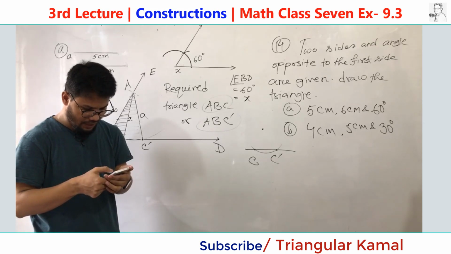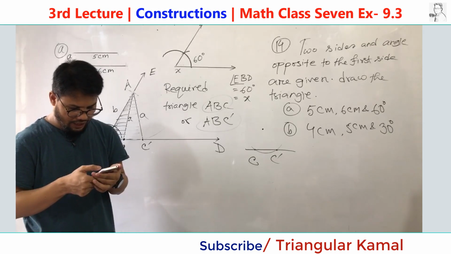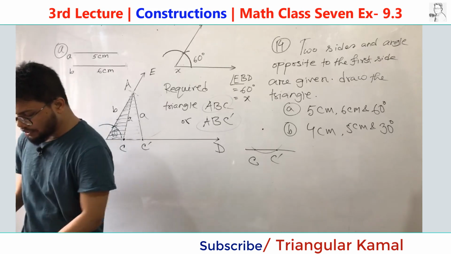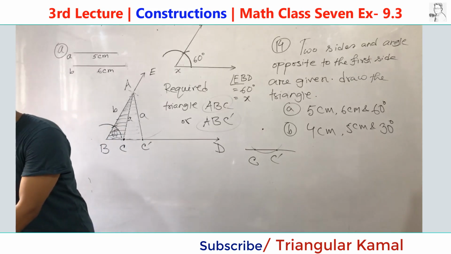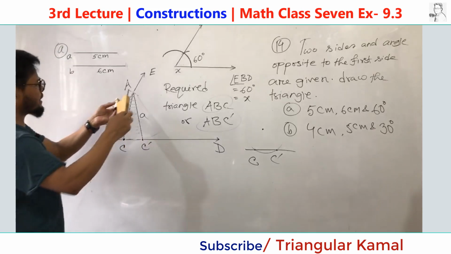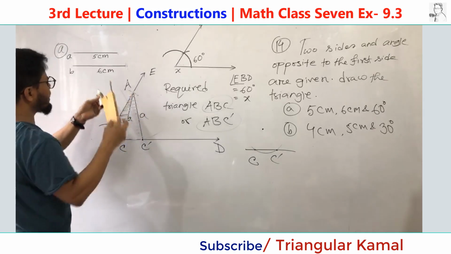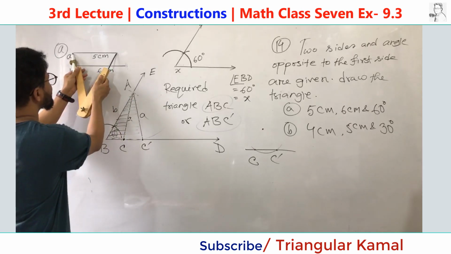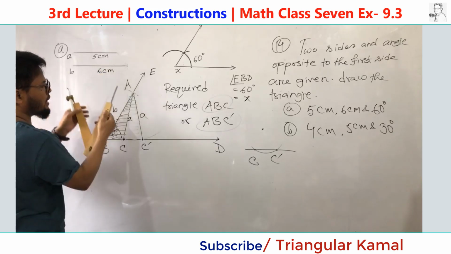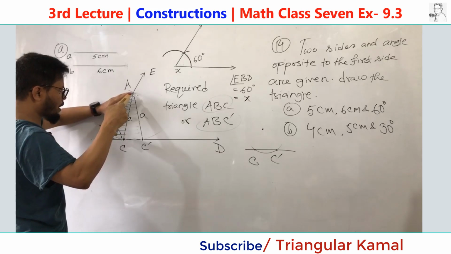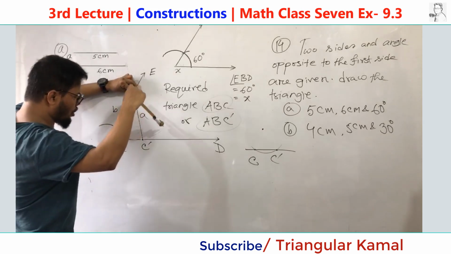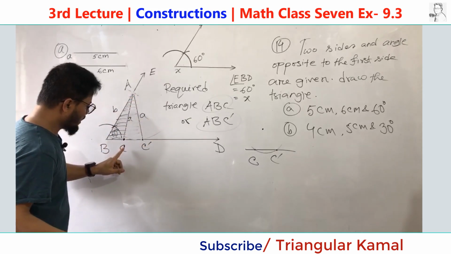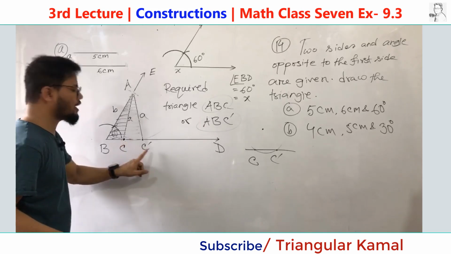Sir, please repeat again. Sir, how do I create C and C prime? You said how we create the C and C prime. Dear students, taking A as a center and 5 centimeter as a radius, attention, draw an arc on the line BD. This arc intersects BD at the points C and C prime.